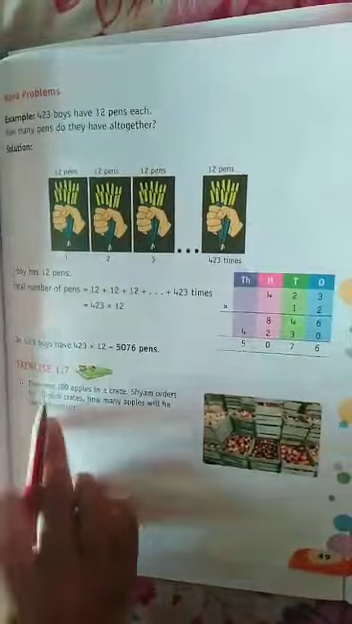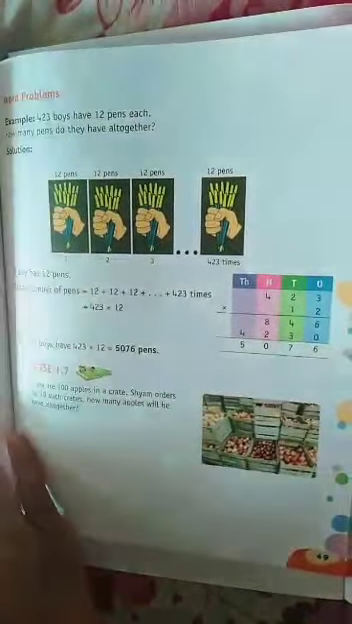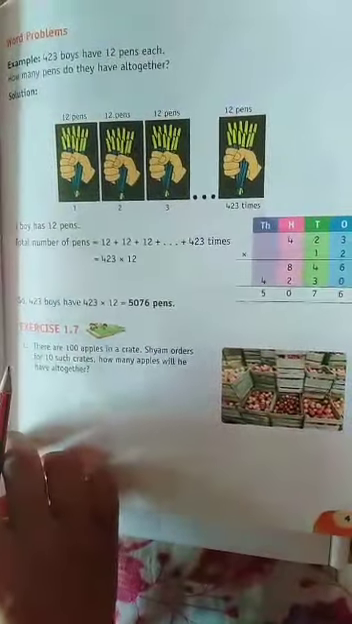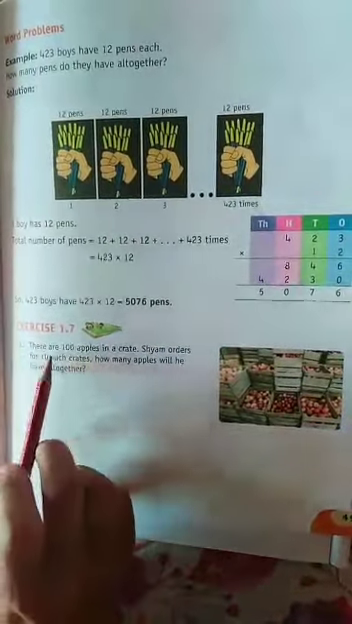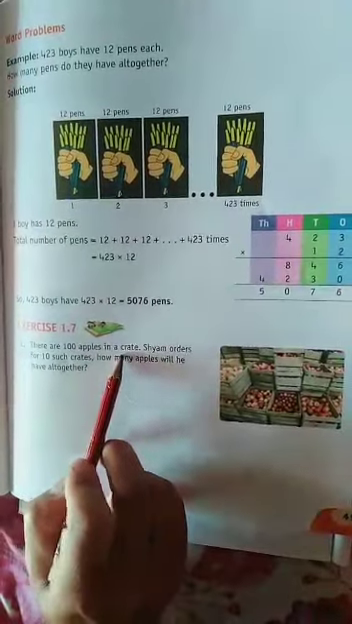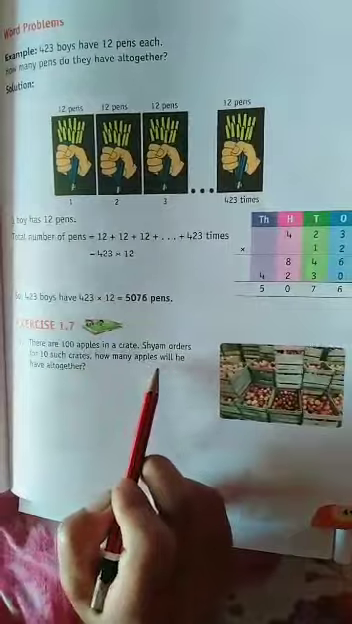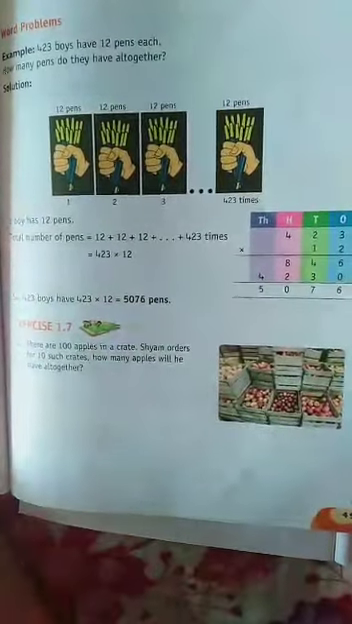Let's turn page and continue with our exercise 1.7. This is our word problem. So let's look here and do this together. In exercise 1.7 we can see here, let's read the question together. There are 100 apples in a grade. Shyam ordered for 10 such grades. How many apples will he have altogether? How we will do here?